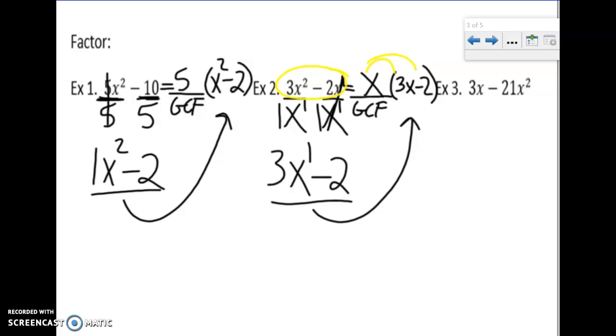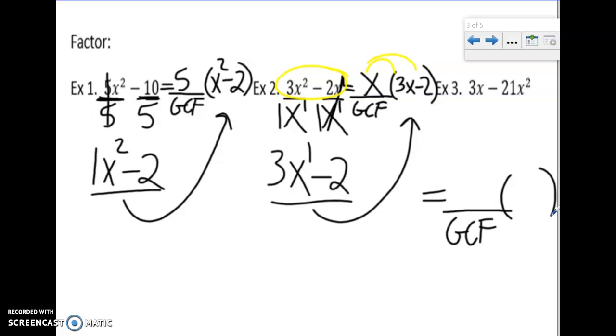So example number 3, 3x minus 21x squared. I don't have enough room to write it next to it, so I'm going to come down here, equal sign, line, GCF parentheses. That's what we're trying to get to, distribution. All right. So now we think about what can go into these numbers.